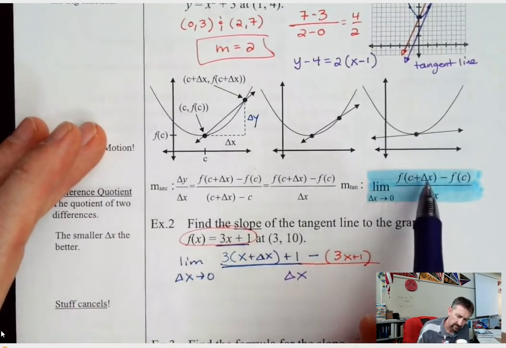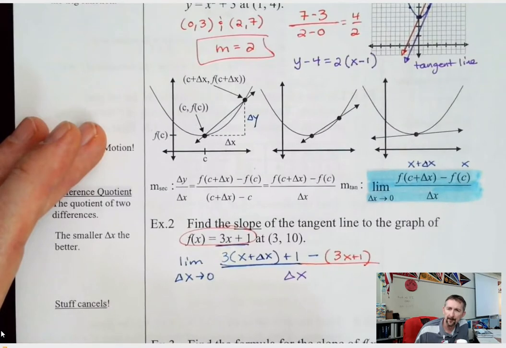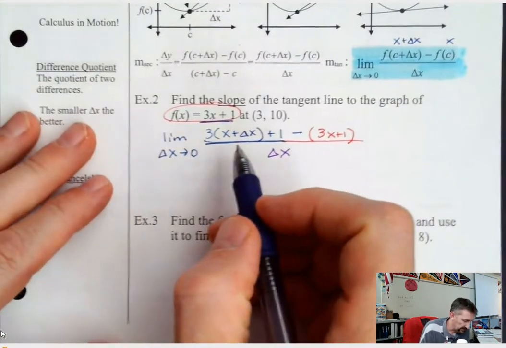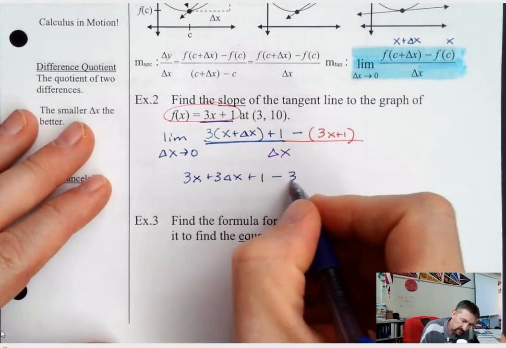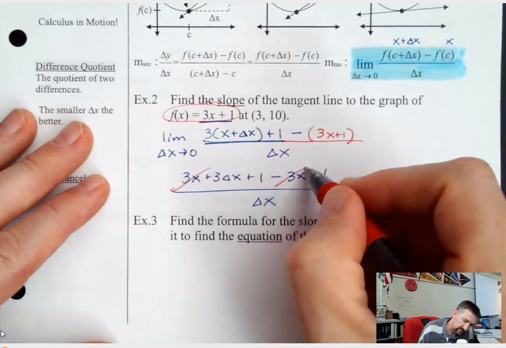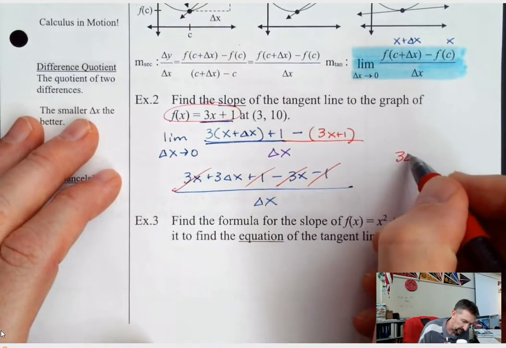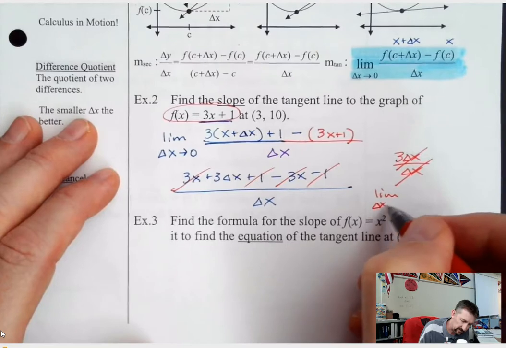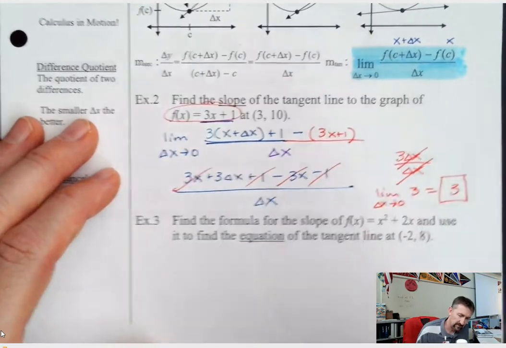Okay? So when we do this, mostly we're going to do x plus delta x and x instead. So if we simplify that numerator, if we distribute there, that's going to be 3x plus 3 delta x plus 1. And distribute here, that's going to be minus 3x minus 1. All that's going to be over delta x. So the 3x's cancel, and the 1's cancel, and we're just left with 3 delta x over delta x. The delta x's cancel, so we're just left with 3. So we have the limit as delta x approaches 0 of 3. Well, there is no delta x, so it's just 3. So the slope is 3.